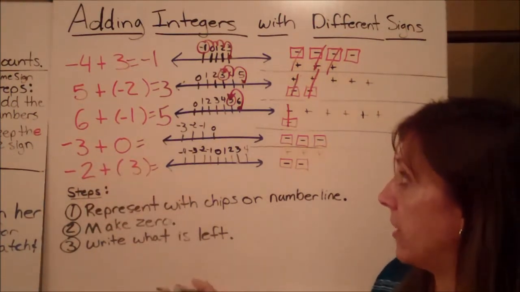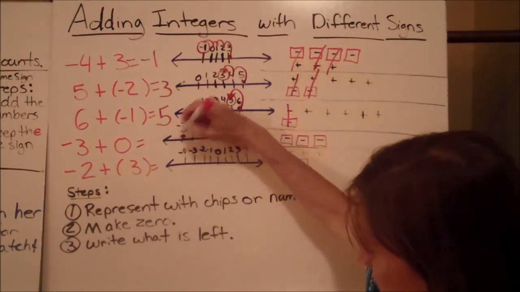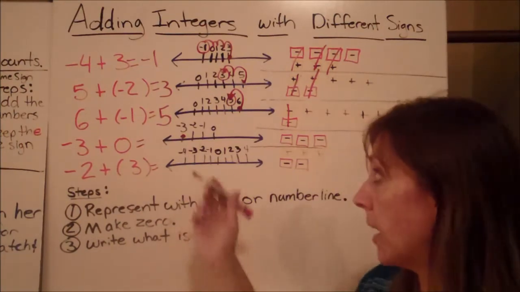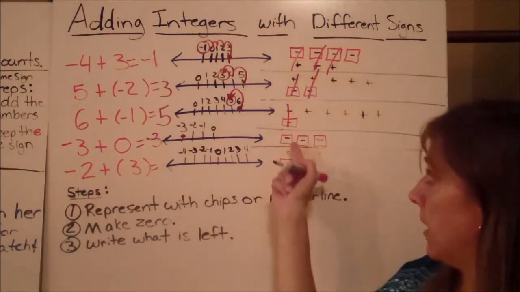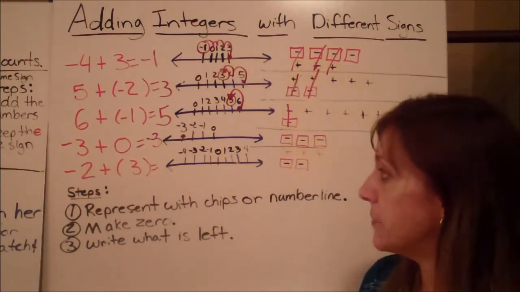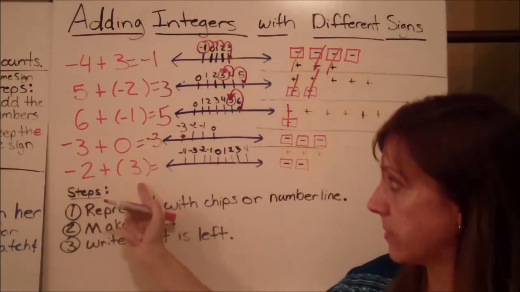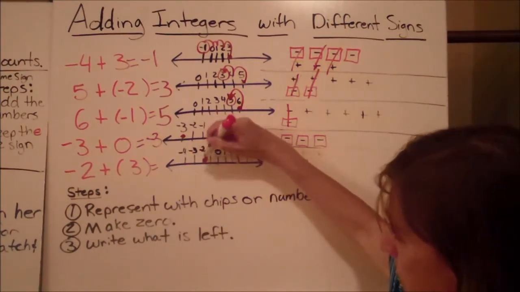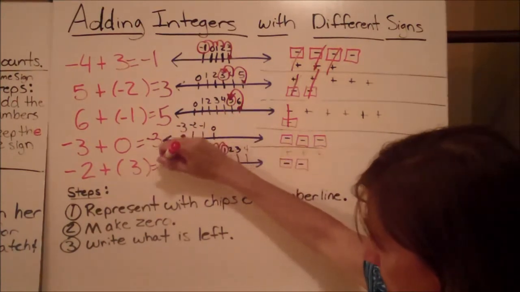Negative 3 plus 0. I'm going to start at negative 3, and I'm going to move 0 spaces. I end up with negative 3. And here I'm going to model it. Negative 3, I just simply draw the integer chips. Negative 2 plus 3. I'm going to start at negative 2, and I'm going to move 3 in a positive direction. 1, 2, 3. And I end up with a positive 1.